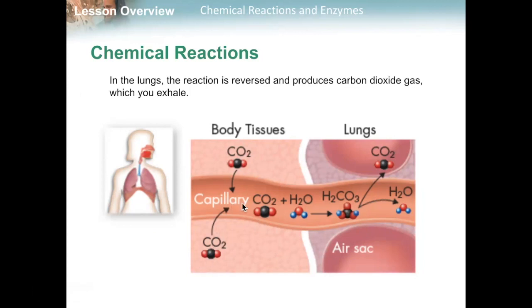So carbon dioxide goes in, combines with water, creates carbonic acid, and then when it arrives at the lungs, it splits back off. Carbon dioxide goes to the lungs, and the water stays in the bloodstream.